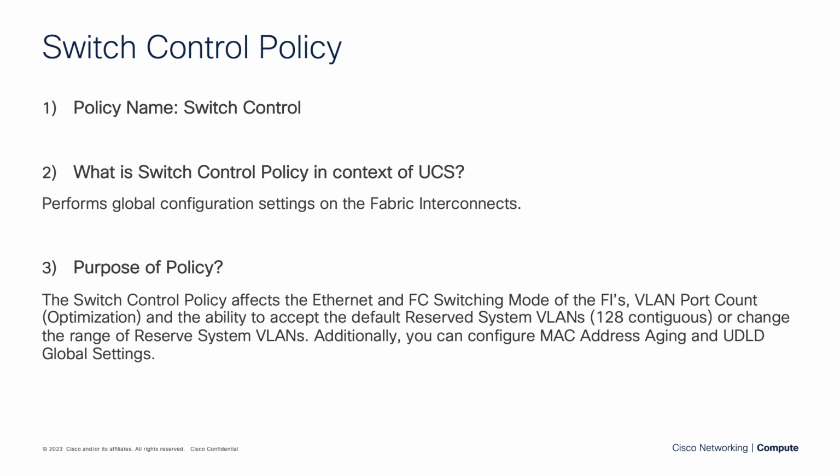Okay, so let's talk about switch control policy in UCS. Basically, this policy allows you to make configuration changes on the fabric interconnects from a global perspective. Specifically, if you want to put Ethernet or Fibre Channel into switching mode from end-host mode, you're going to use this policy to do that. It also allows you to enable VLAN port optimization.